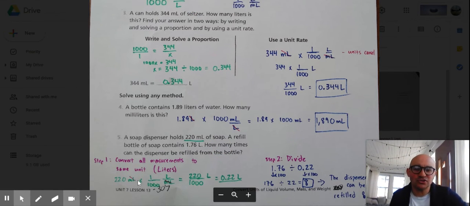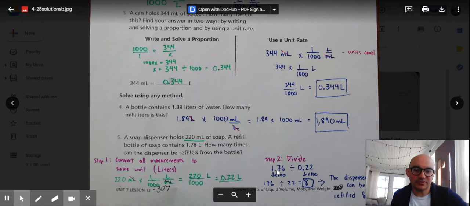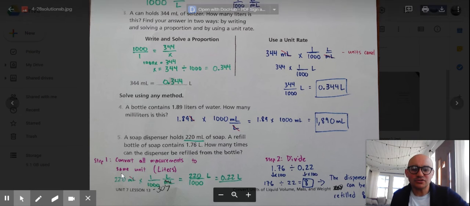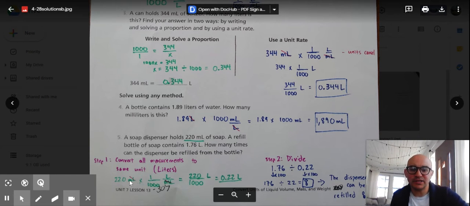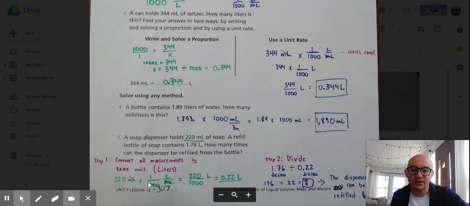I chose to change the milliliters to liters. That was my choice. You, as a student, could choose to convert everything to milliliters if you'd prefer, but I chose liters. It doesn't matter which choice you make on this step 1, because step 2 is going to be the same, we're going to divide either way. So I chose step 1 to go to liters, so I convert 220 milliliters to liters by using this unit rate of 1/1000th of a liter per milliliter.